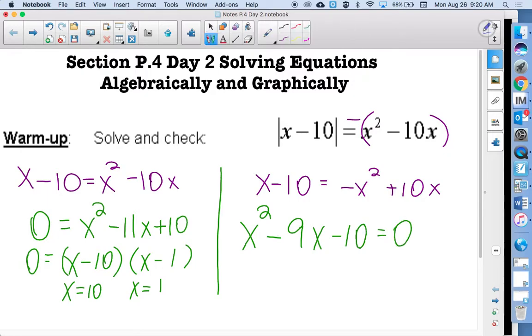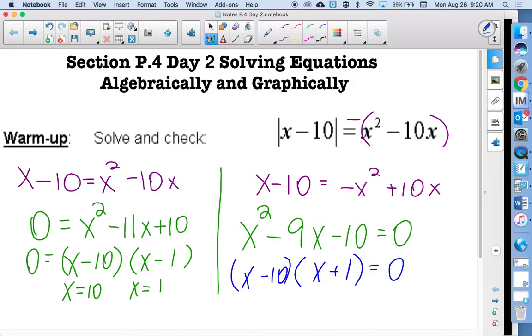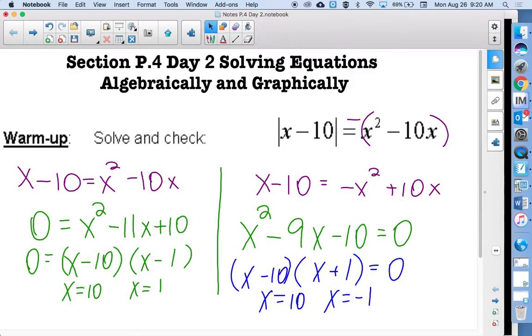10. And Hannah, these 2 would factor as? Negative 10 and 1. So we get a positive 10 and a negative 1. So the last part, it says to solve and check.